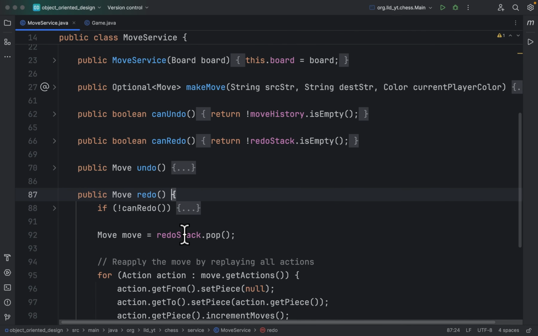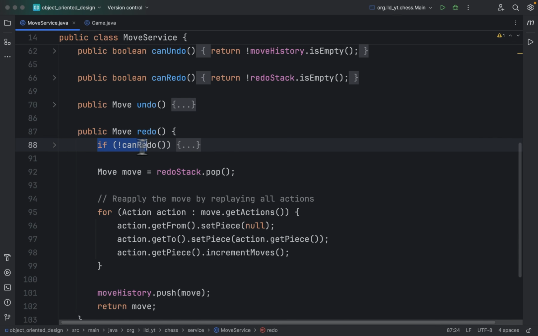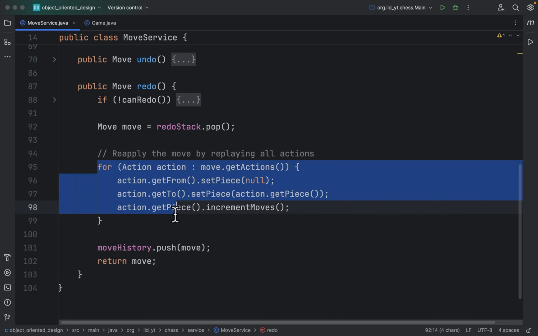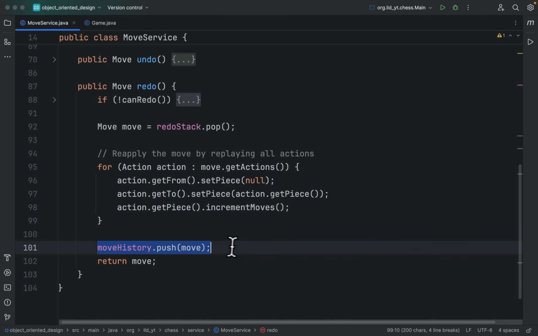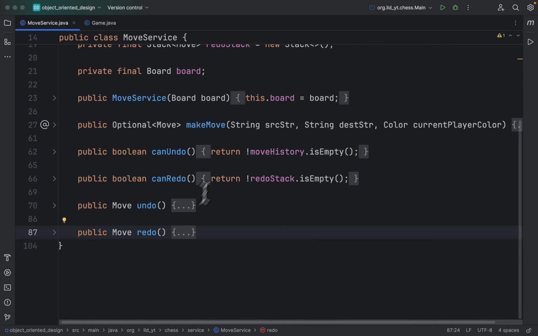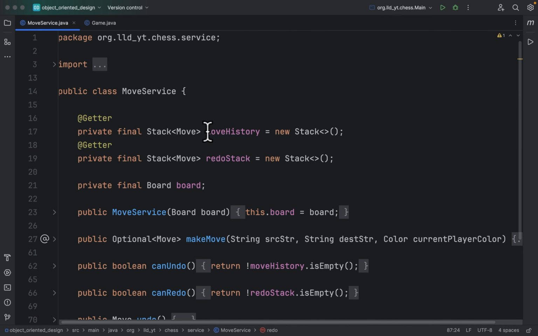In the redo operation, again, we'll check whether we can perform the redo operation or not. We can only perform the redo operation if the redo stack is not empty. And in order to perform the redo operation, we'll get the last move from this redo stack and we'll reapply this move. And finally, we'll put that into the history stack. So this was the undo and redo function and the make move function. I hope you understood the entire move service.